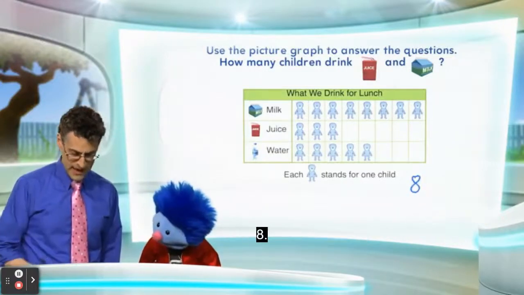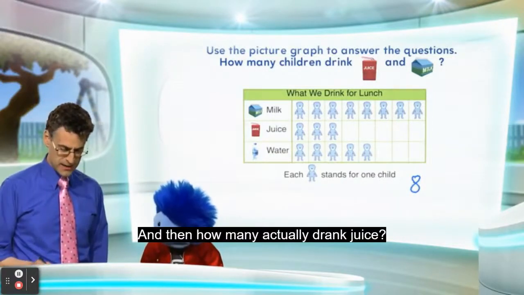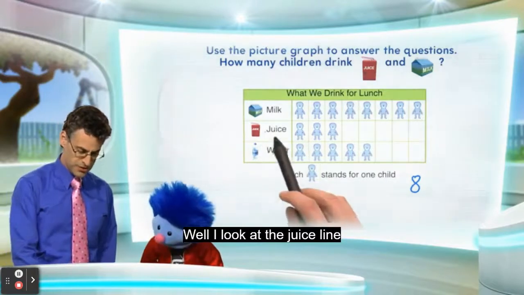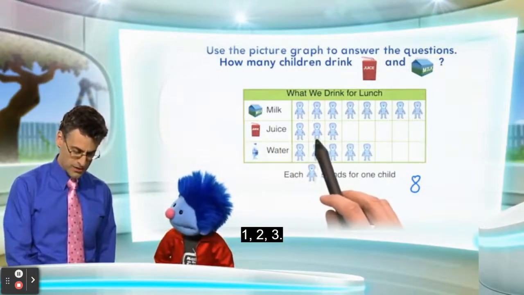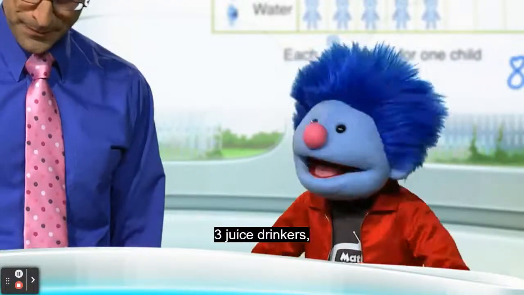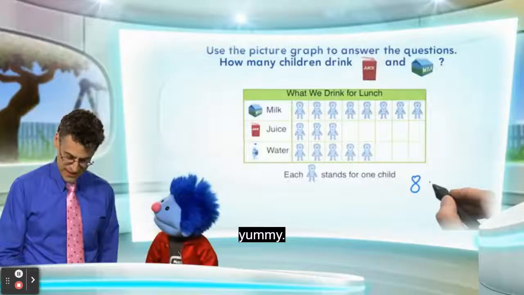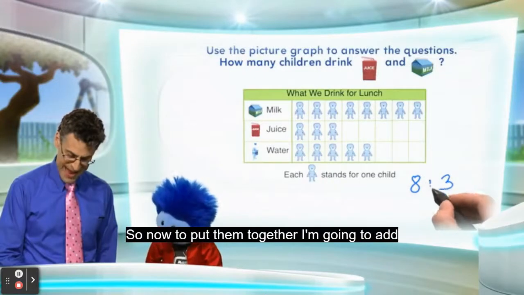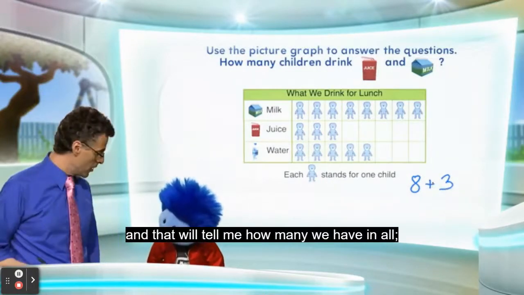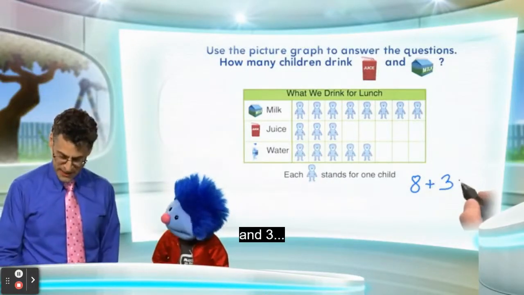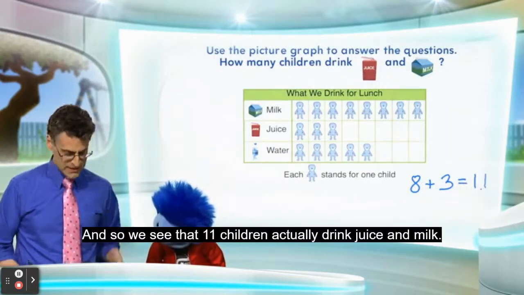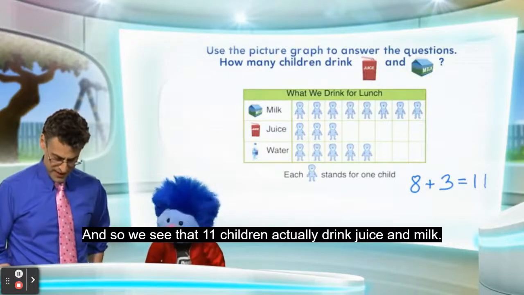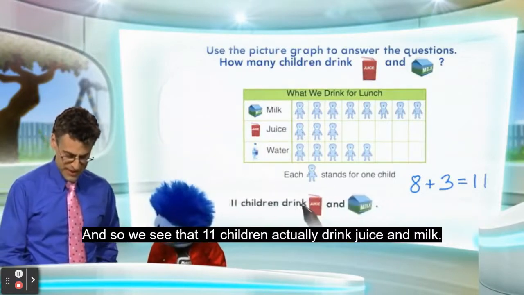Okay. 8. And then how many actually drank juice? Well, I look at the juice line, and if I read across that row, we see 1, 2, 3. 3 juice drinkers. Exactly. Yummy. So now, to put them together, I'm going to add, and that will tell me how many we have in all. Okay. And 8 plus 3 equals 11. And so we see that 11 children actually drink juice and milk.